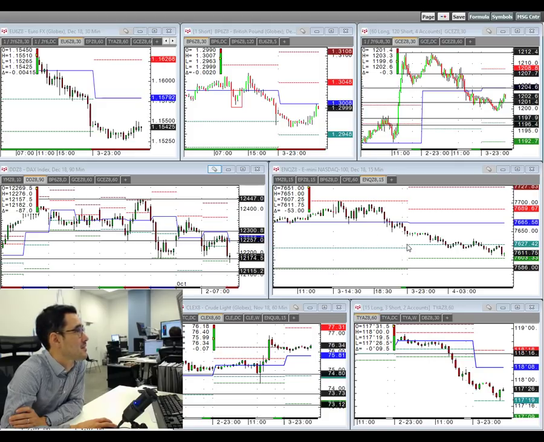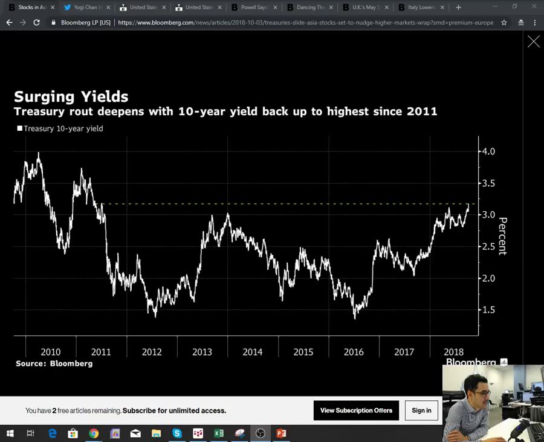And equity markets are under pressure, EM's under a little bit of pressure with the prevailing dollar strength. So let's try and talk this through and understand why this is happening. Now, one of the main things here that you're going to read a lot about today is US yields. So this is the US 10-year yield. The 10-year is the benchmark that the market will look at and speculative traders will look at day to day. And the Treasury route deepens the 10-year yield back up to the highest level since 2011.